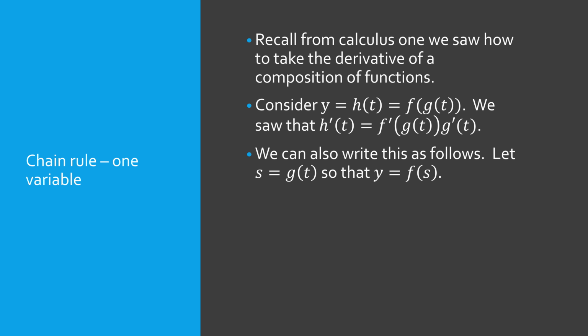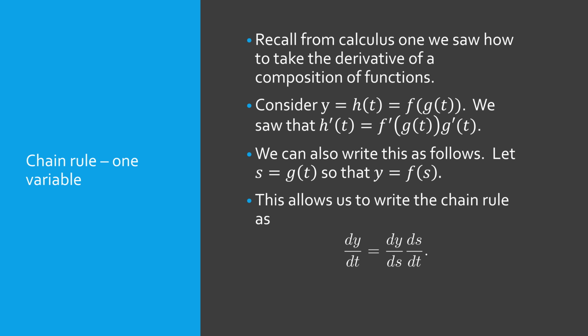Another way to write this, which is going to be a little more helpful for what we're going to do with multiple variables, is to let that inside function g of t be equal to s, so that we can write y is equal to f of s. Then if we write the chain rule this way, dy dt is dy ds, the derivative of f with respect to s, times the derivative of g with respect to t, so that's ds dt. If we compare this with above, dy dt is the same as h prime of t, dy ds is the f prime of g of t, and ds dt is just g prime of t. That form is going to be more helpful going forward with more variables.